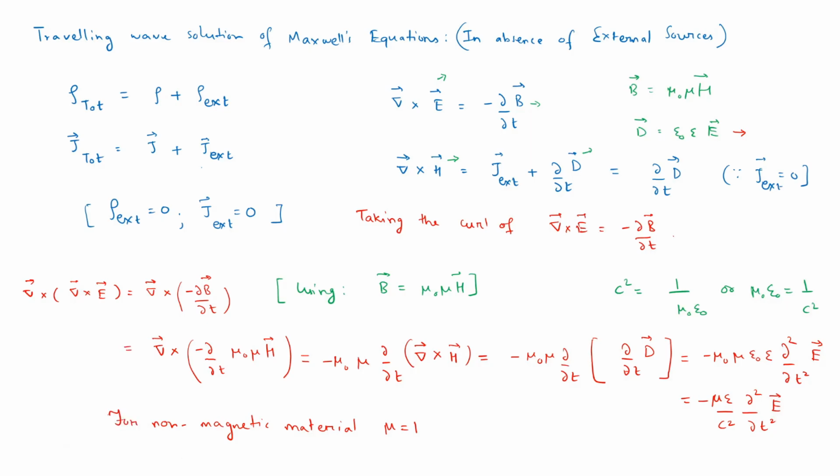On using this, the final equation that we get, so this is where we started from: curl of curl of E is equal to minus, instead of mu we'll put 1, so we don't have to worry about that, epsilon over C square, times the double time derivative of the electric field E.